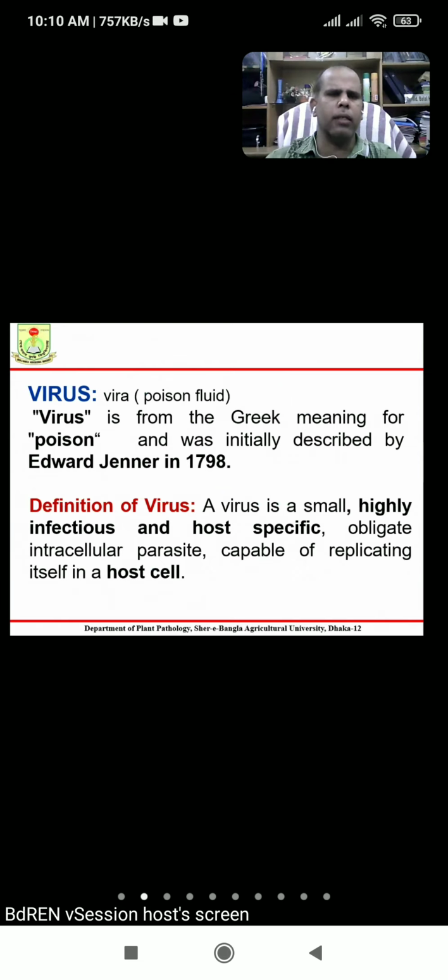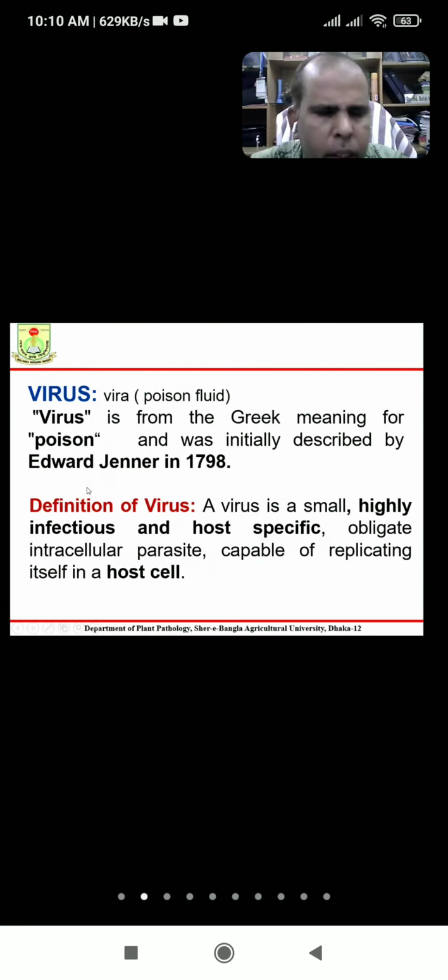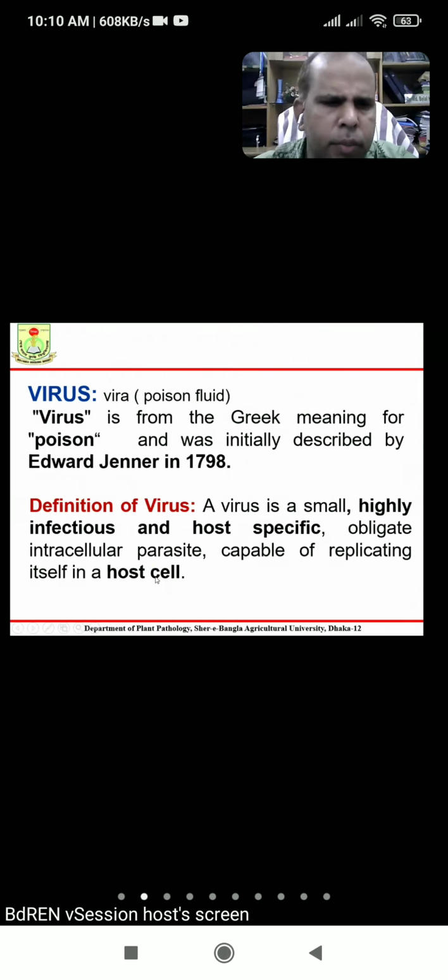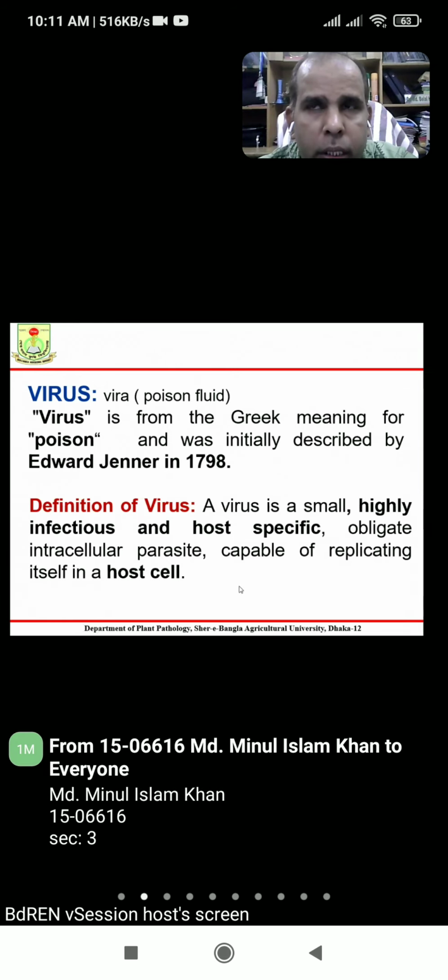So after that, Edward Jenner in 1798 first described the virus, and he gave one definition as well, and his definition was like this: a virus is a small, highly infectious and host specific obligate intracellular parasite capable of replicating itself in a host cell. This definition is now very acceptable and the most widely recognized definition.